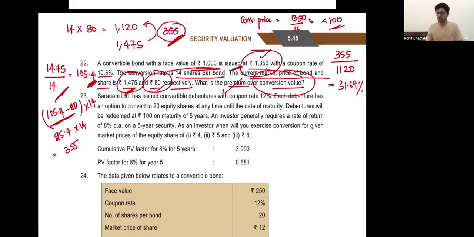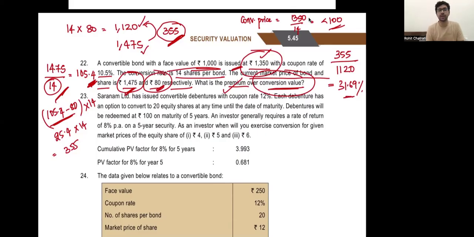One is what we were doing: first calculate the conversion value, where you're taking the number of shares multiplied by 80. It's obviously mathematics. What we are just doing is shifting things from RHS to LHS and showing that they can be calculated in different ways. Under premium over conversion value, what we initially did is multiply 14 with 80 rupees and we had 1120 as the conversion value. 1475 is the market value and therefore the premium was 355. We then divided 355 by 1120 to get 31.69 percent.